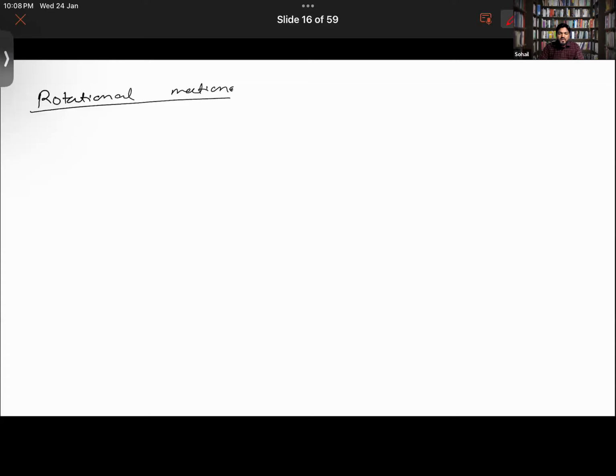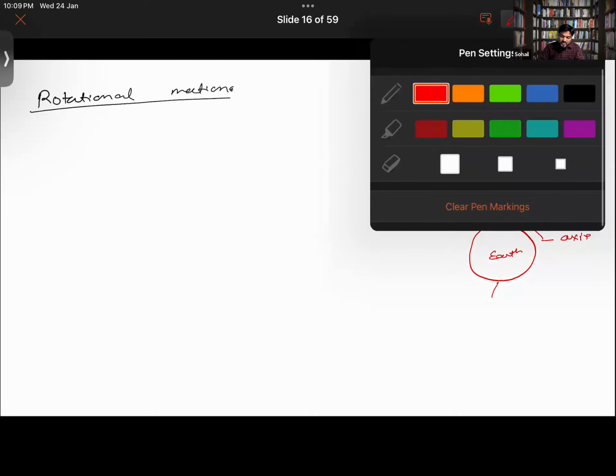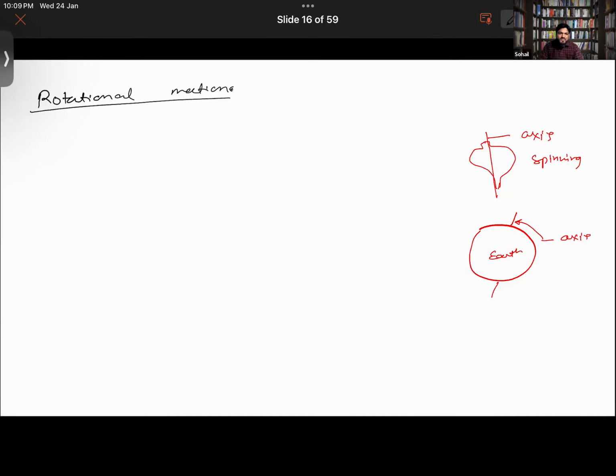Examples like a spinning top, sir, rotation of a ball. A spinning ball. Good. All of them are performing a movement around an axis. Earth also. Very good. Earth is also. This is the axis of the earth. So you have the example of earth, you have the example of a spinning top. All of them are moving in a circular direction around a fixed axis. So that is what rotational motion is.